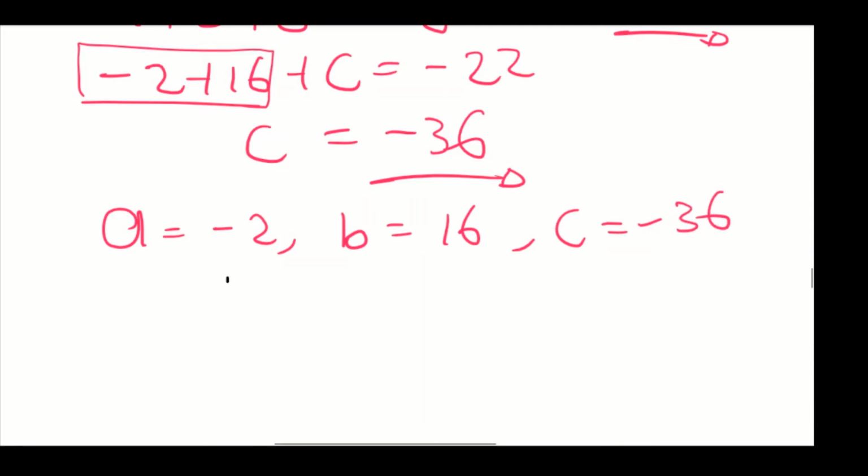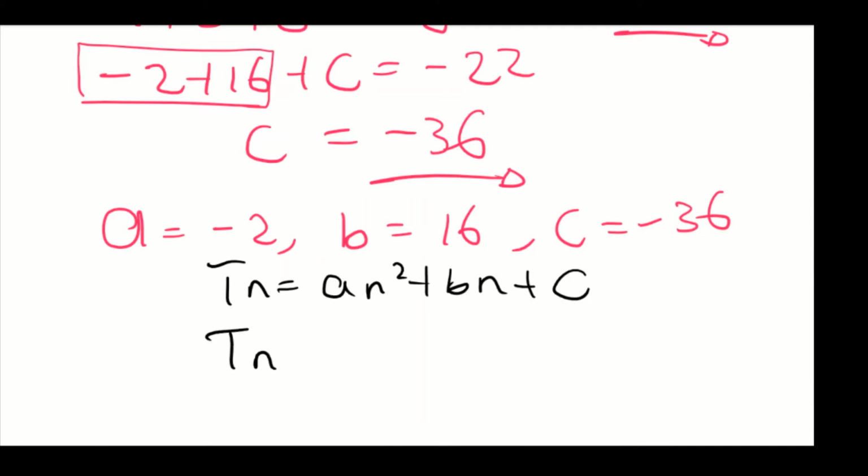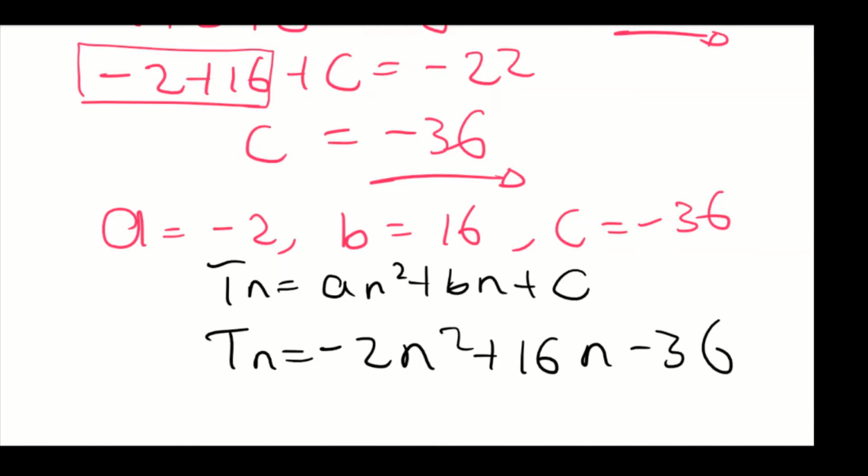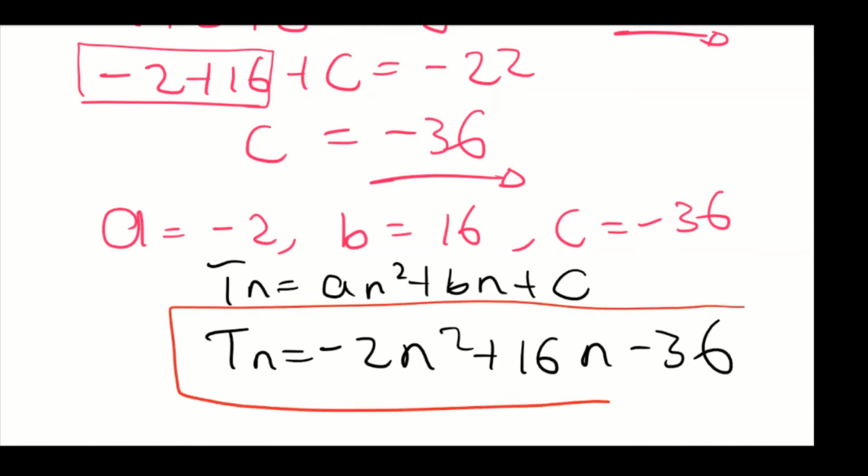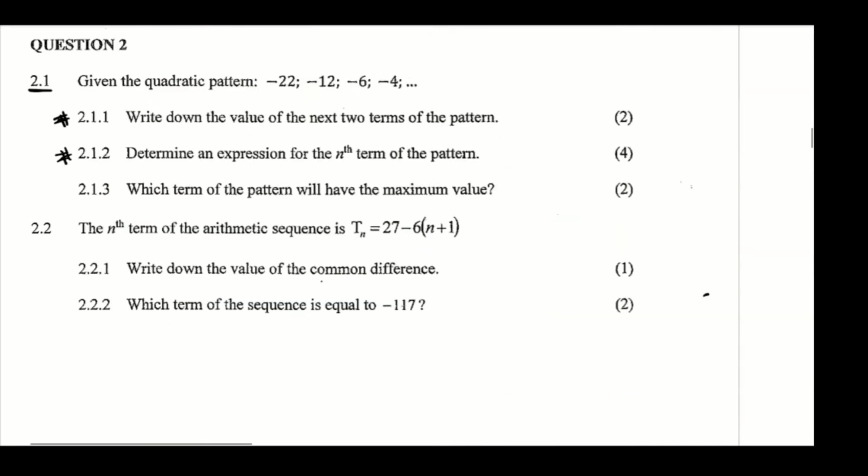Remember that our Tn is equal to an squared plus bn plus c. So we're going to substitute our values. So we say minus 2n squared plus 16n minus 36. So this is the nth term of the number pattern. In 2.1.3, we are asked to write down the term of the pattern which has a maximum value. So we are asked to find a term that has a maximum value.